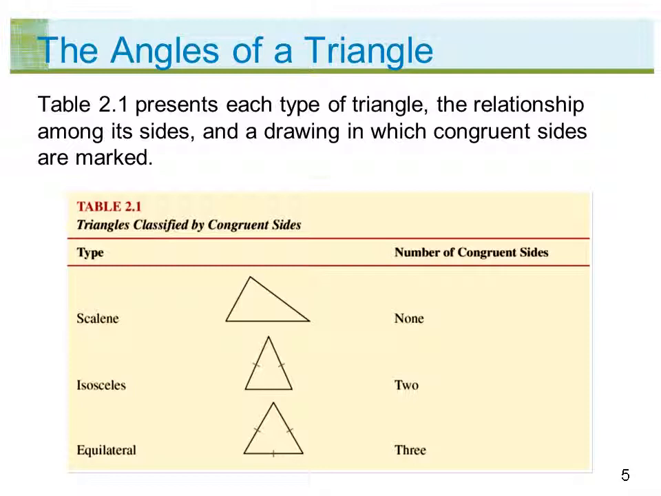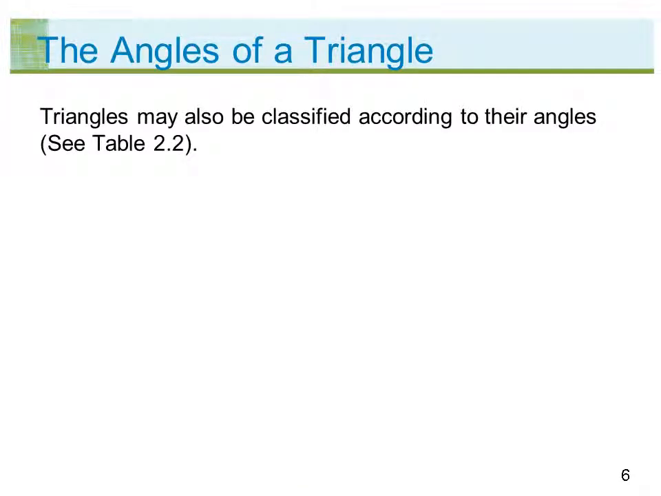Type: number of congruent sides. Scalene, see figure. None. Isosceles, see figure. 2. Equilateral, see figure. 3. Triangles may also be classified according to their angles.